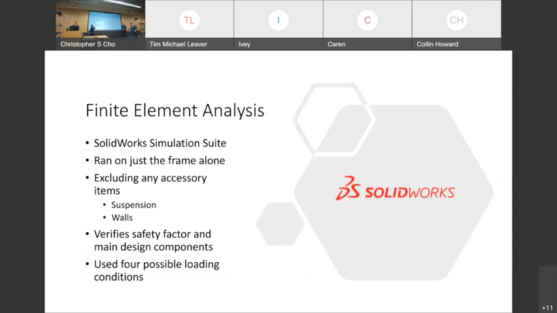So for our next process, we did the FEA, the finite element analysis, using the SolidWorks Simulation suite. We ran it on multiple frameworks since we started. We had to exclude the suspension and walls from the frame just because it wasn't working. We wanted to find more safety factor using the frame. We used 4 different possibilities for the frame, for which one would give us the worst possible scenarios, and these will be explained next.